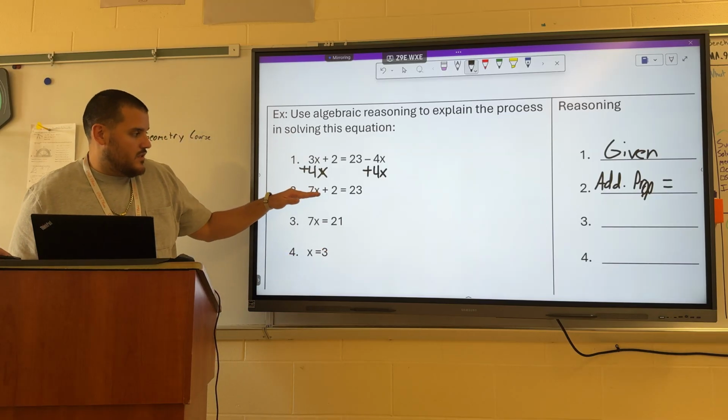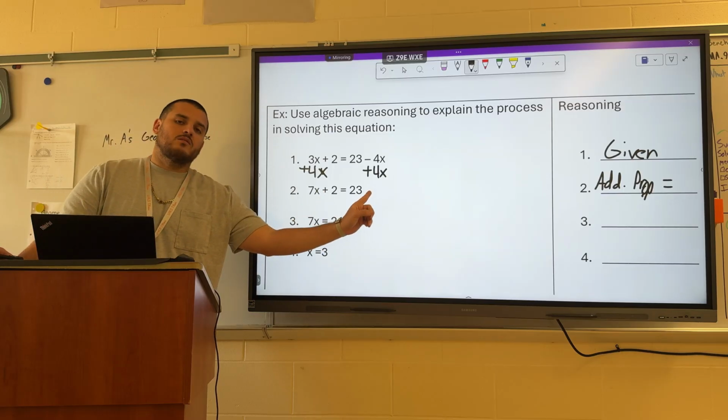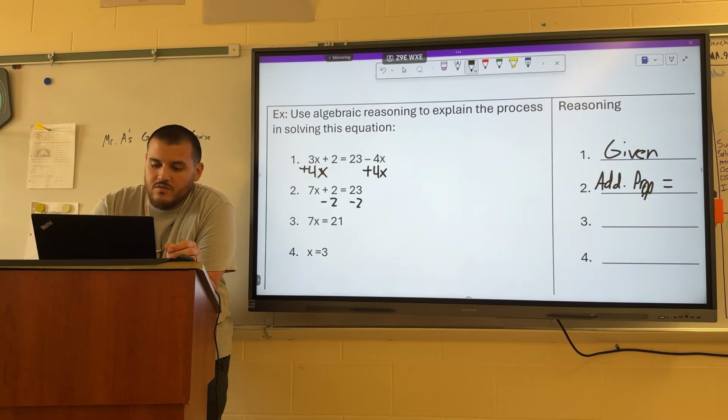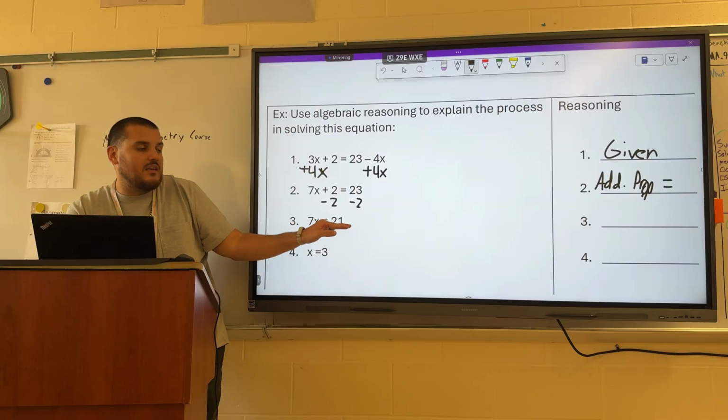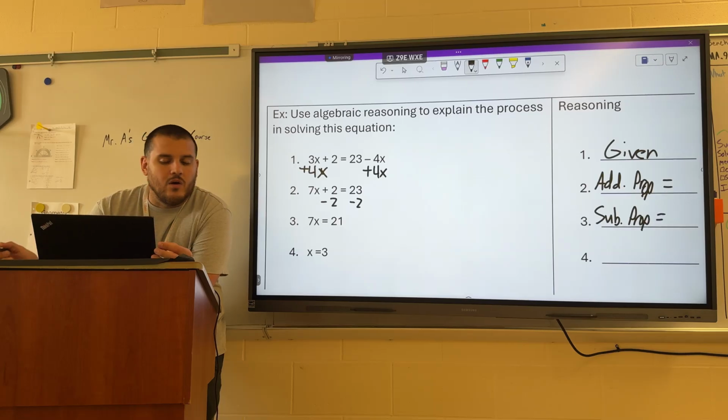From there, we go to 7x equals 21. So again, what did we do from this line of algebra to get here? And what we did is we moved this 2 to the other side of the equal sign. And the way that would be done, since it's changing sides, would be subtracting 2 from both sides of the equal sign. So the reason 7x equals 21 is because of the subtraction property of equality.